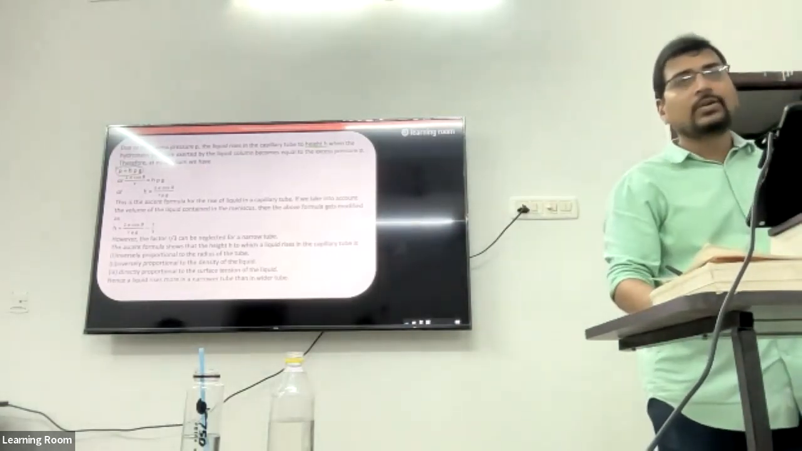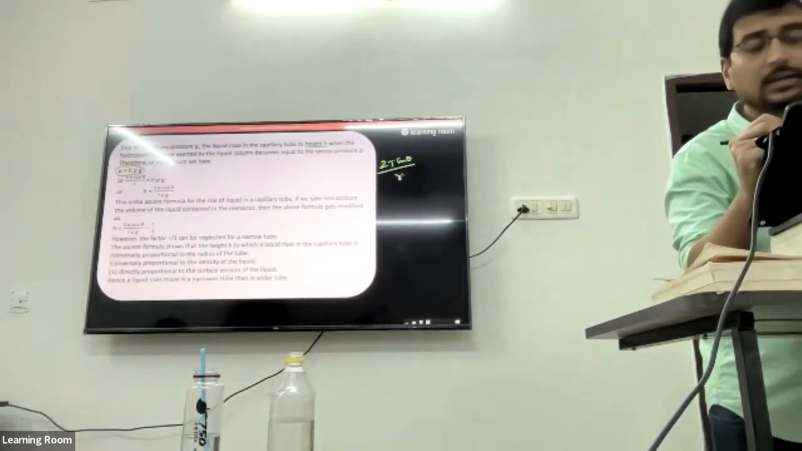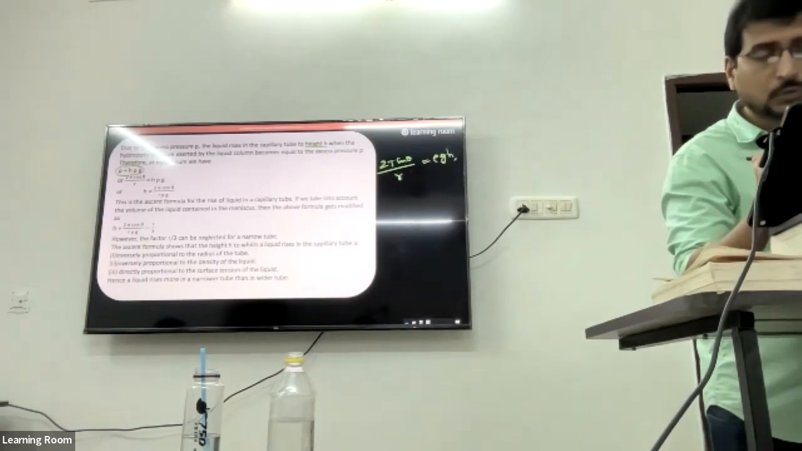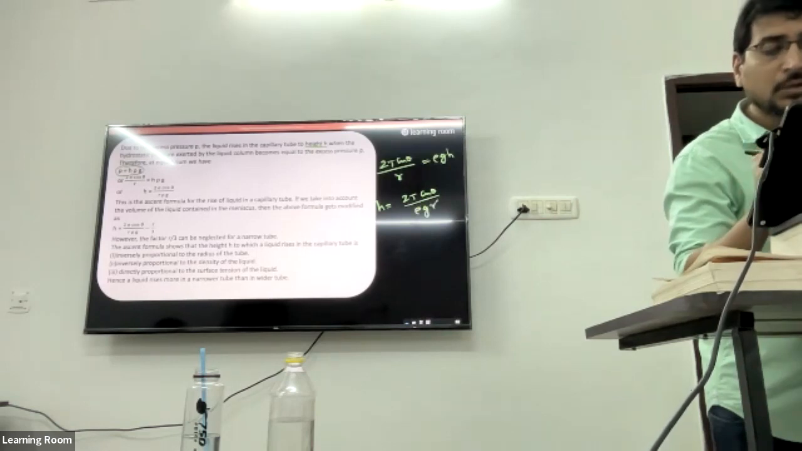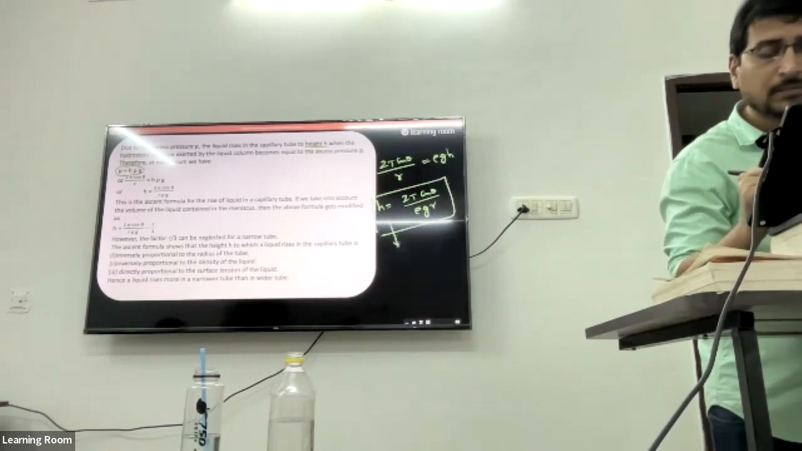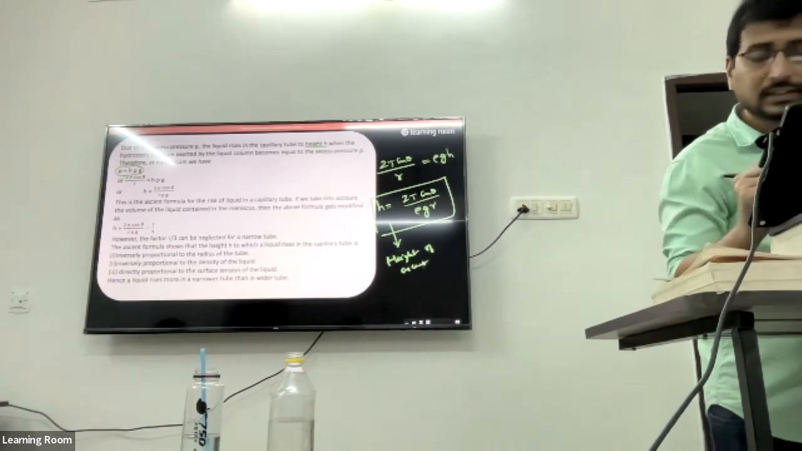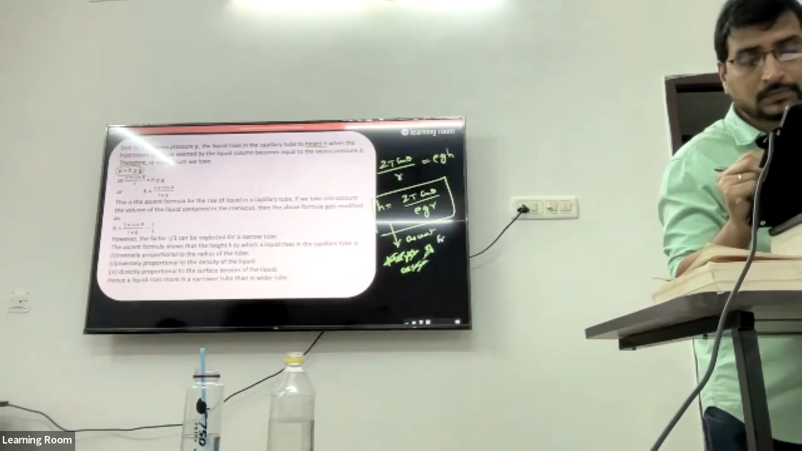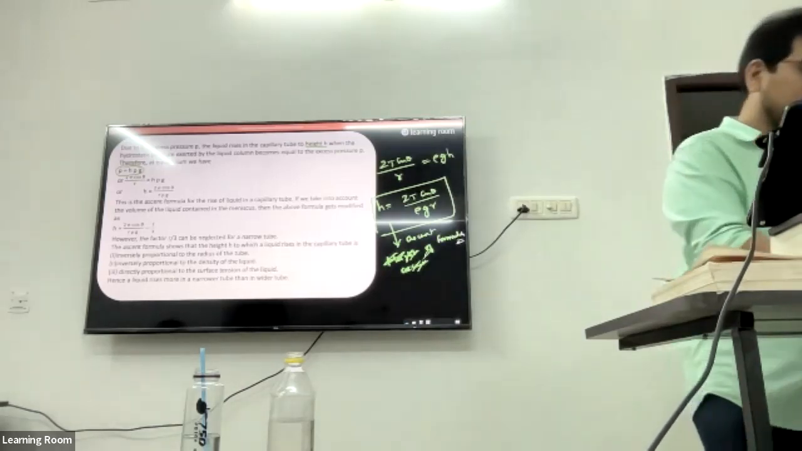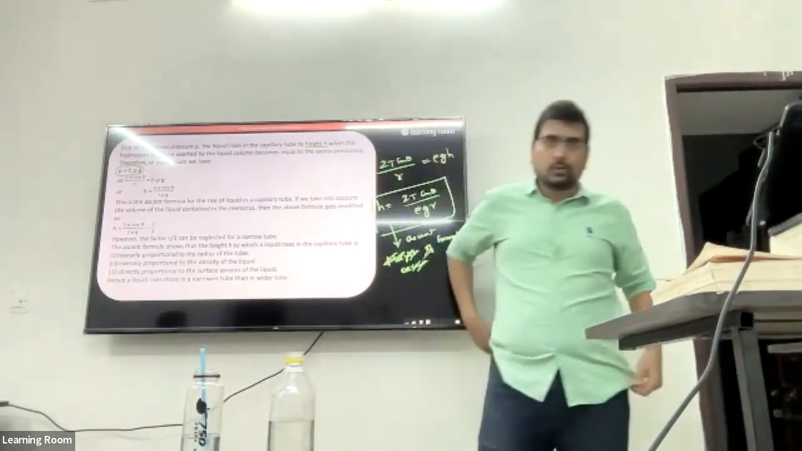Now, if you equate 2T cos theta divided by small r to rho g h, you get h is equal to 2T cos theta divided by rho into g into r, and this is going to be the height of ascent. You can call it the ascent formula.